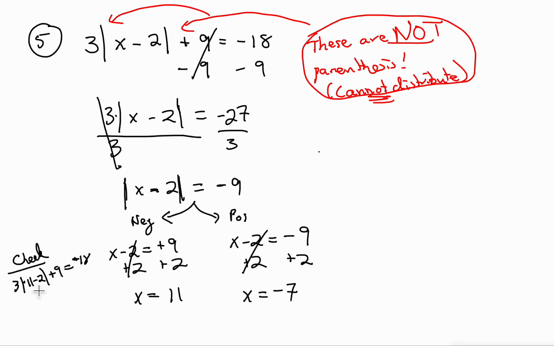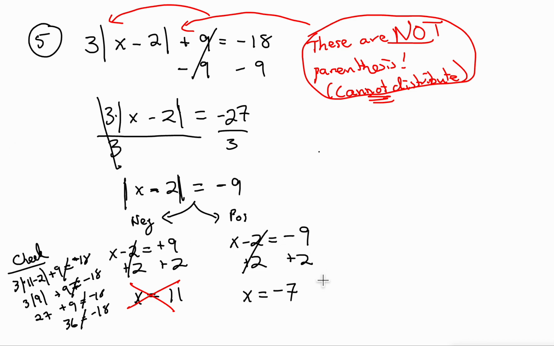So 11 minus 2 is 9. So the absolute value of 9 times 3 is 27. Bring down my plus 9 equals negative 18. So 27 plus 9 is 36 equals negative 18. And we notice that these are not true. So what that tells us is that this does not work. And we did all the math correctly. We calculated correctly, and we took the absolute value correctly. And so what it says is that that solution does not make that true.